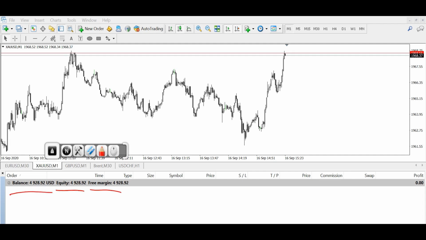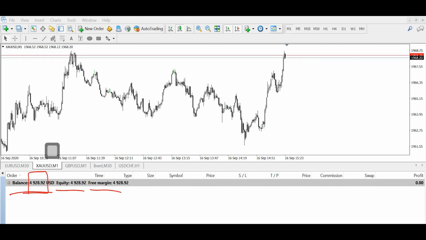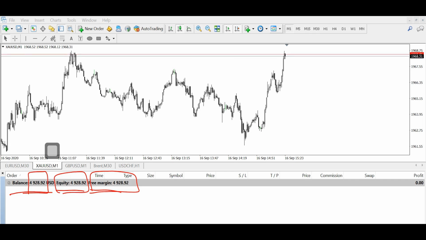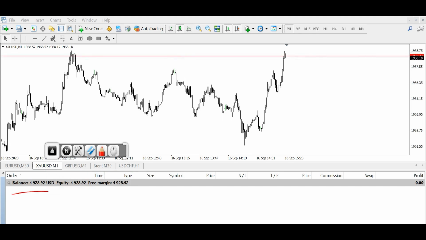Right now, the trades are closed again. At that time, we had $4,908. Now we have $4,928.92, and all of these show $4,928.92. We were able to have exactly this amount in these, so you saw how our balance increased. When we were in the trade, it was $4,928, but at that time it was $4,908.